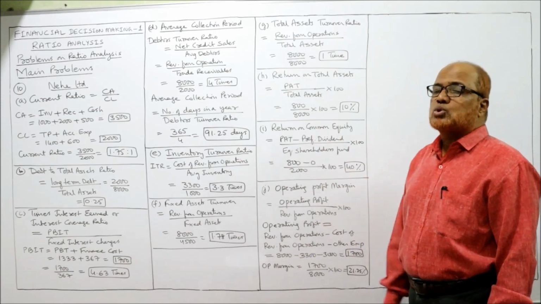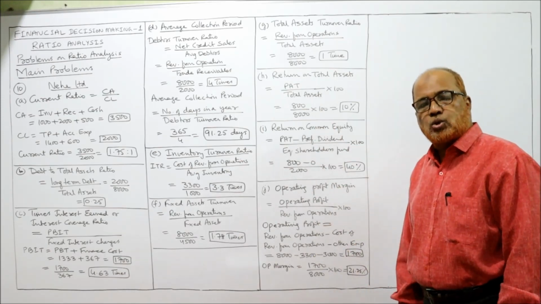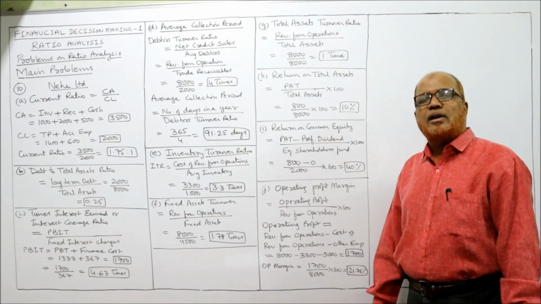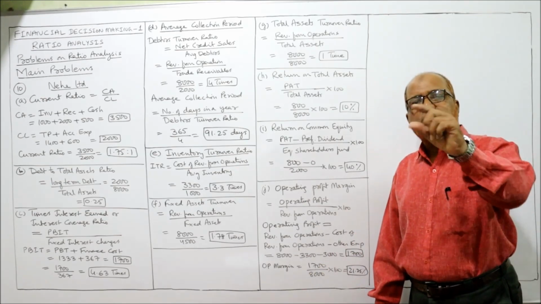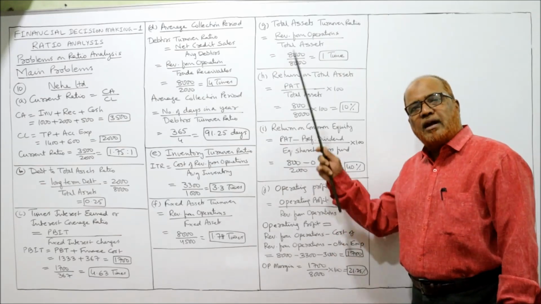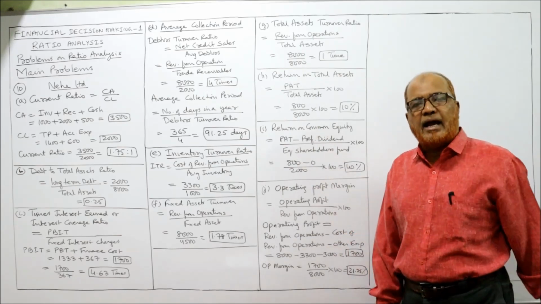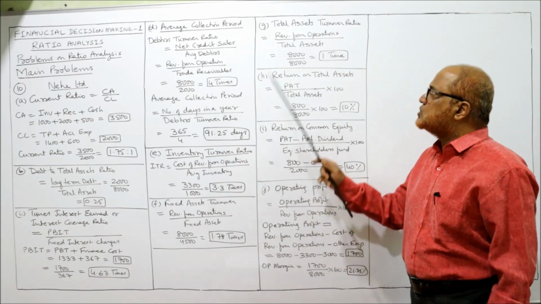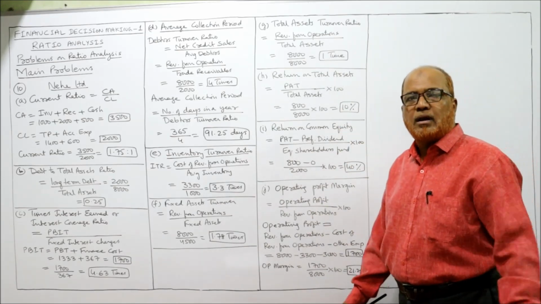The next ratio is total assets turnover ratio. This is also an old ratio. Revenue from operation divided by total assets. Revenue from operation given in the problem is 8,000, and total assets given in the problem are 8,000. 8,000 by 8,000 is one time.